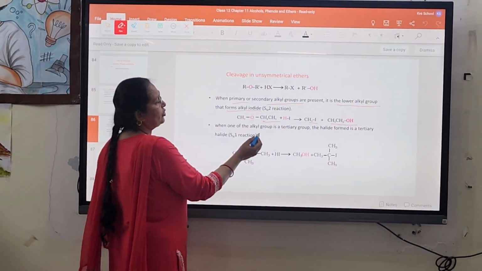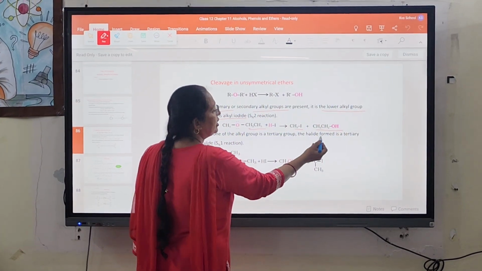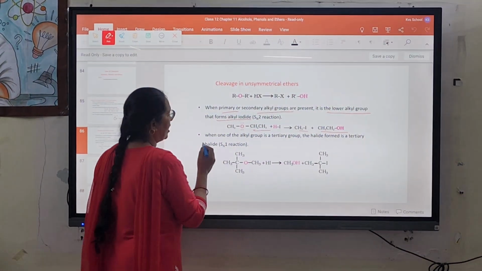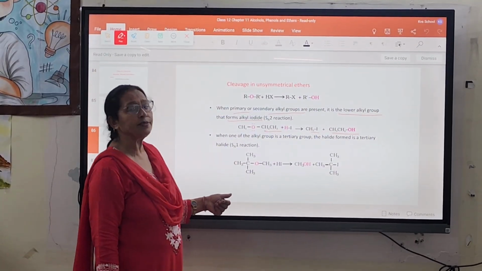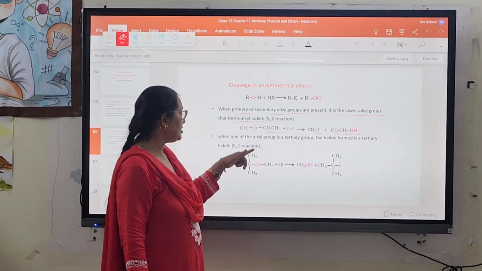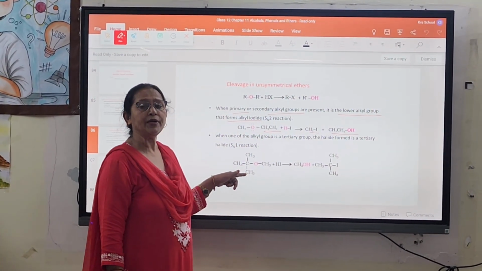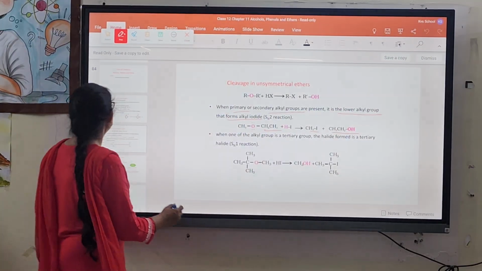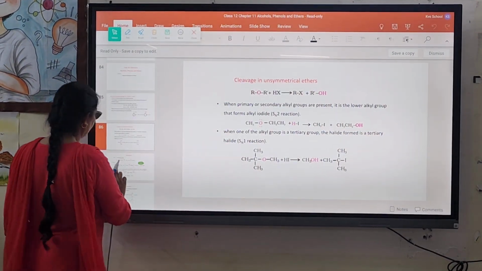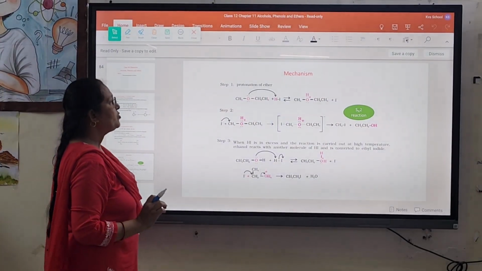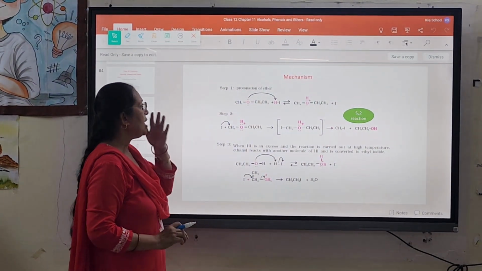When one of the alkyl groups is tertiary, the halide formed is a tertiary halide. This reaction takes place by the SN1 mechanism. The reason behind this is the formation of the stable tertiary carbocation. The mechanism of this reaction can be seen.